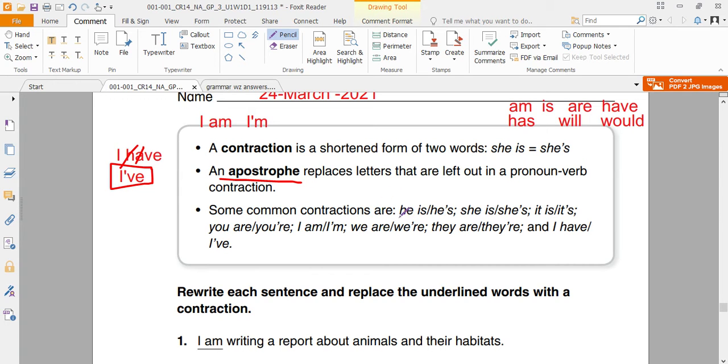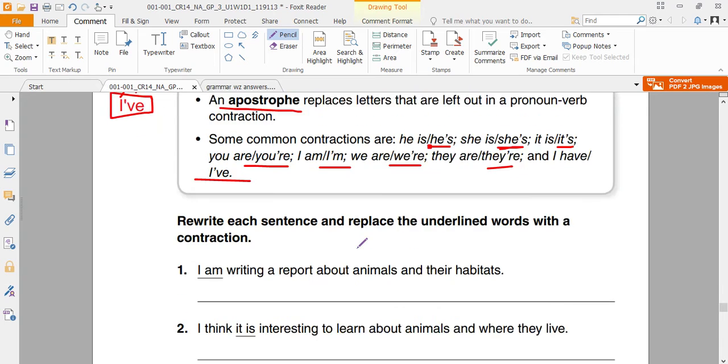So here are some examples of the common contractions: he is, it will be he's; she is, it will be she's; it is, it will be it's; you are, it will be you're; I am, it will be I'm; we are, they are; and I have, it will be I've.